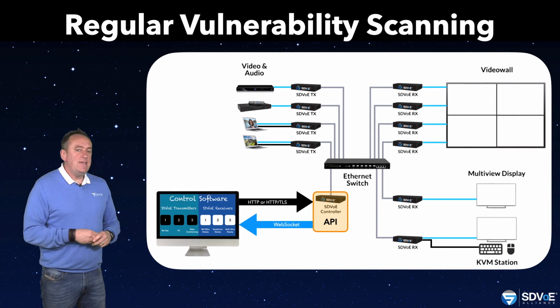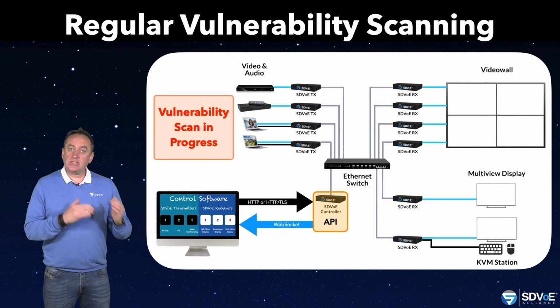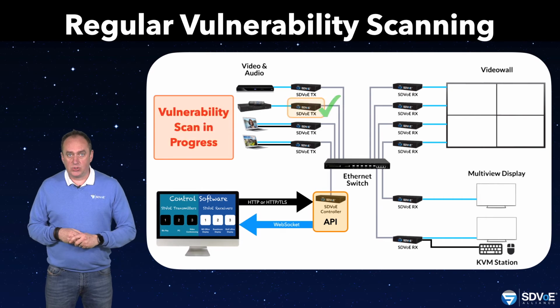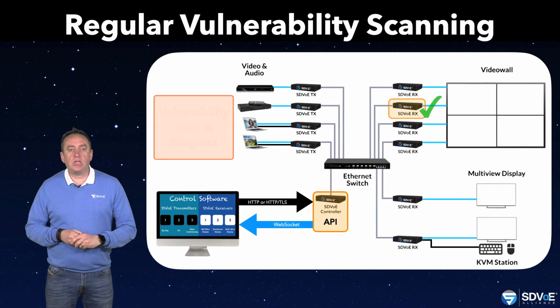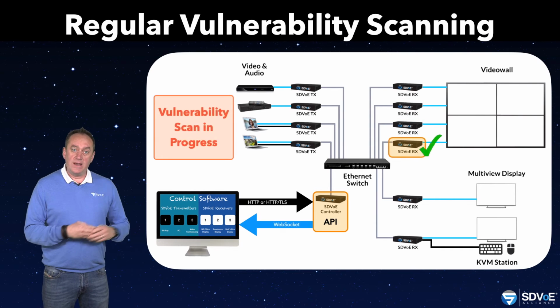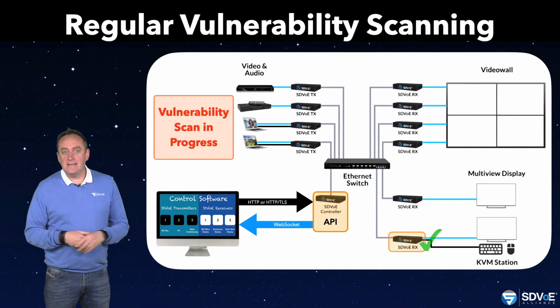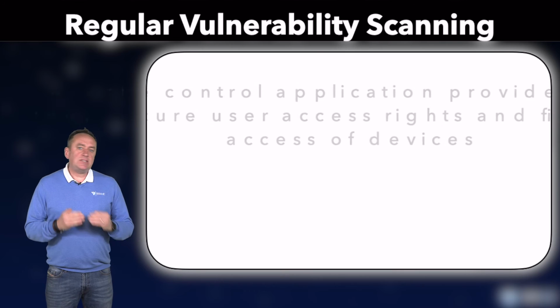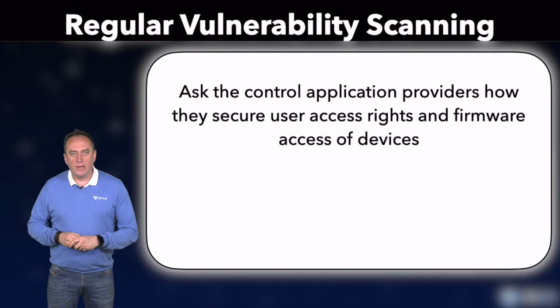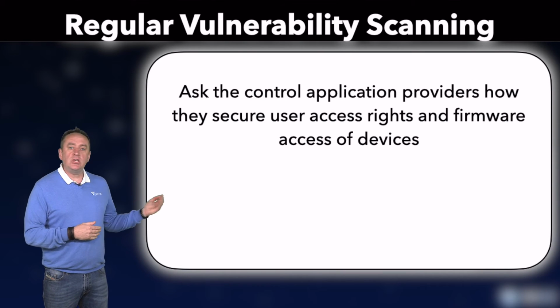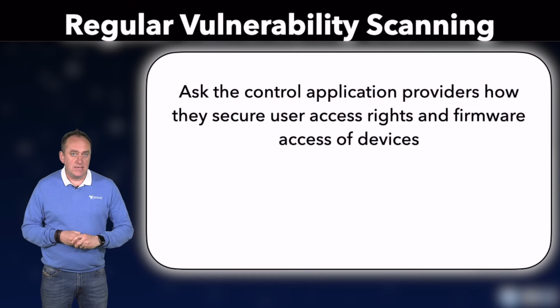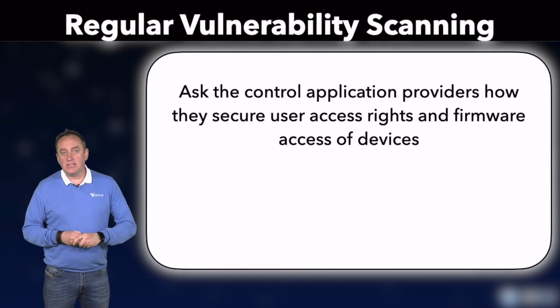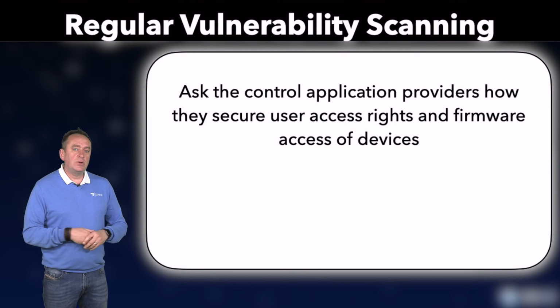Manufacturers of any AV over IP system must scan and test their API source code regularly against the most up-to-date list of known security vulnerabilities, providing system updates when needed. Additionally, it's important to ask the control application providers how they secure user access rights and firmware access of the devices. These can also be targets of attack if left unprotected.